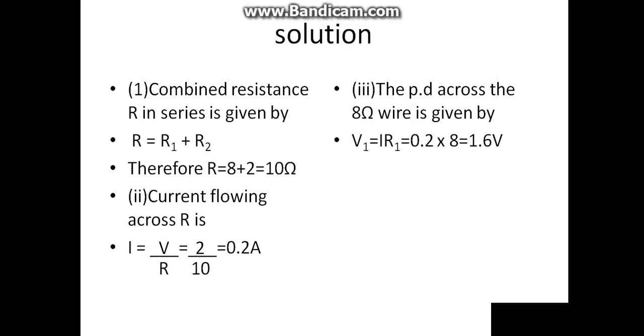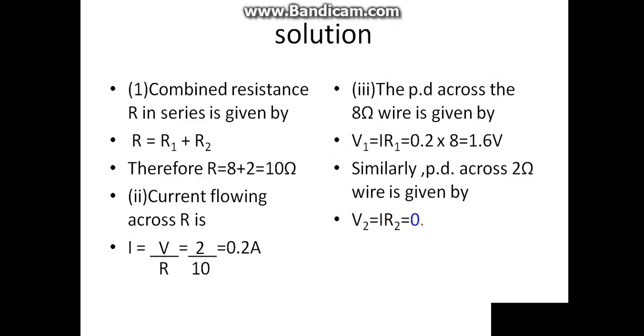which, by substituting the values, we now have 0.2 times 8, which will give us 1.6 volts. Similarly, the potential difference across the 2 ohm wire is given by V2 equal to I times R2, which is equal to 0.2 times 2, which will give us 0.4 volts. Total potential difference, 1.6 volts plus 0.4 volts, will give us 2 volts.